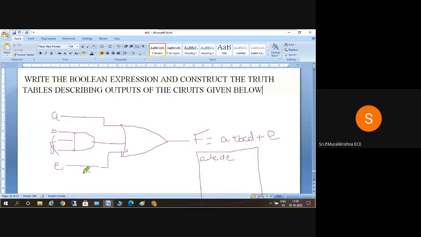So with 5 inputs, there will be 32 combinations. I have to write it from 16, 8, 4, 2, 1 codes, from 00000 up to the maximum value 11111. So 11111 is 31 here. So 32 input combinations, and then the output column. Substitute all the values in this equation and we'll get the value of F. Clear? This is how we have to follow this.